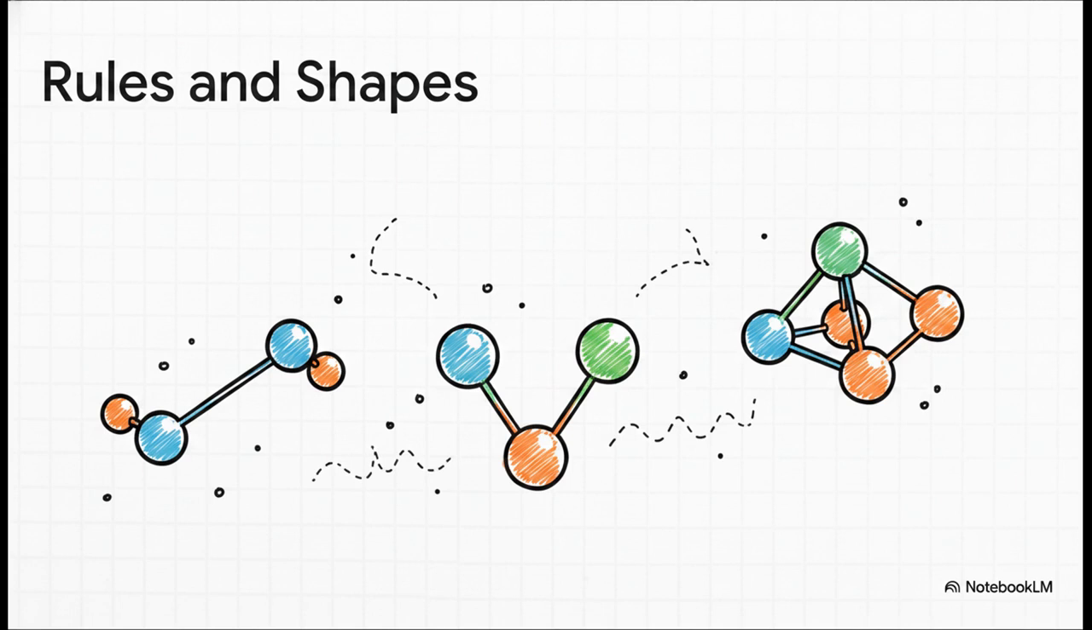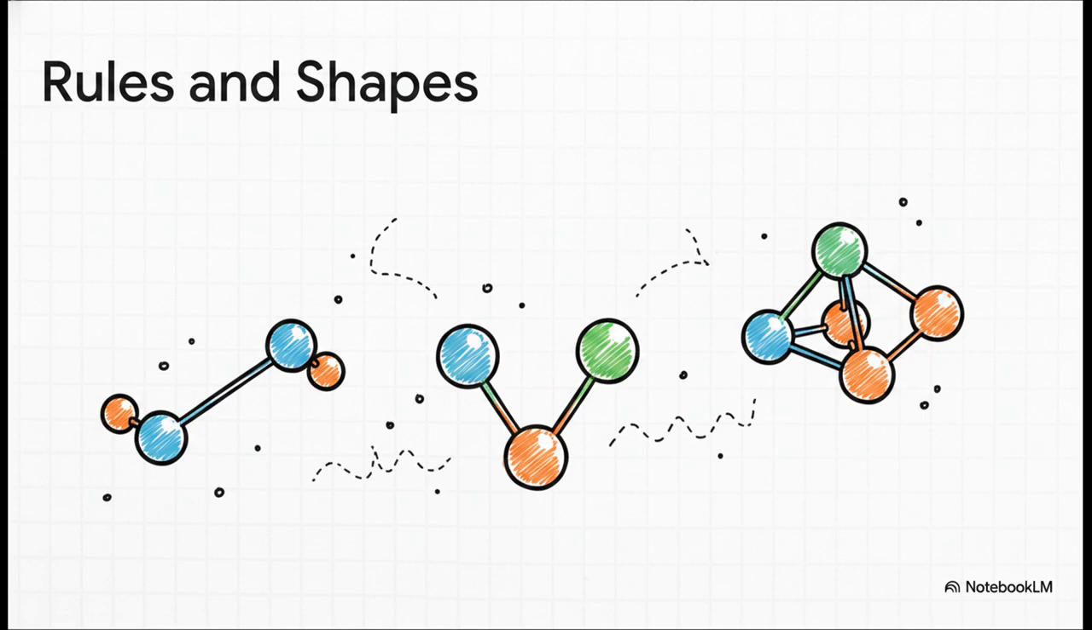Then we have molecular geometry. Because electrons naturally repel each other, molecules form specific 3D shapes to keep those electron pairs as far away from each other as possible. Carbon dioxide forms a straight, linear shape. Water forms a bent shape, and methane creates this cool tetrahedral shape.